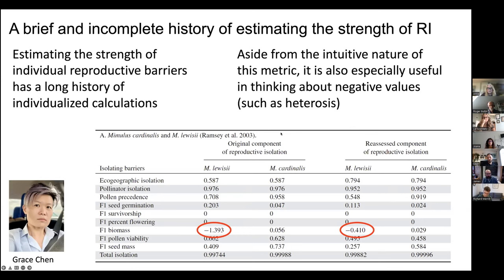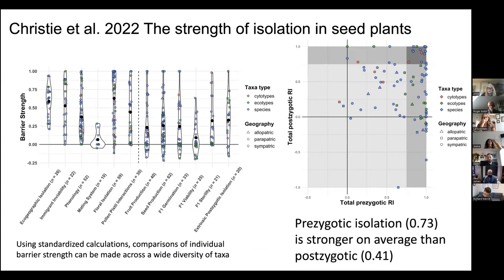So it had appeal in multiple ways. And what you can do with this, and I think there's sort of the exciting thing to do, this is a recent review from Dave Lowry's lab. It's sort of a follow-up to a paper he wrote about 15 years ago. And using these standardized calculations, we can compare the strength of isolation across all sorts of different species and taxa.